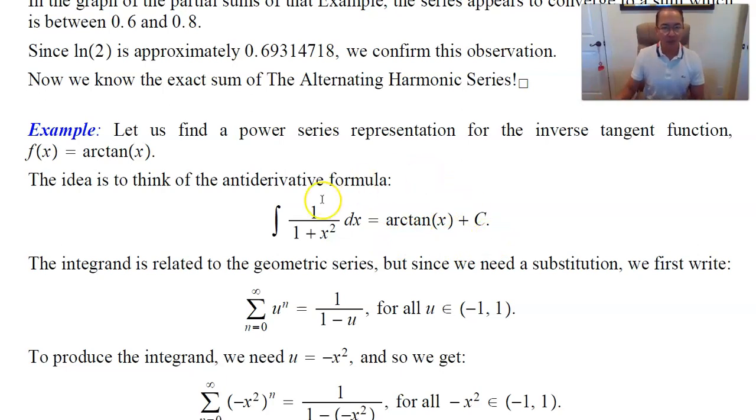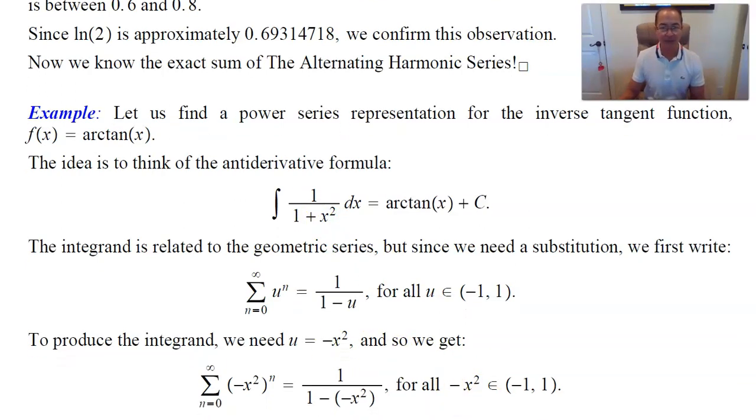Okay, so this looks almost like the geometric series, 1 over 1 minus u. So to get plus x squared, our u should be minus x squared. All right, so plugging this minus x squared into both sides, you get the sum of minus x squared to the n is 1 over 1 plus x squared. Right there. Okay, so that is the basic idea.